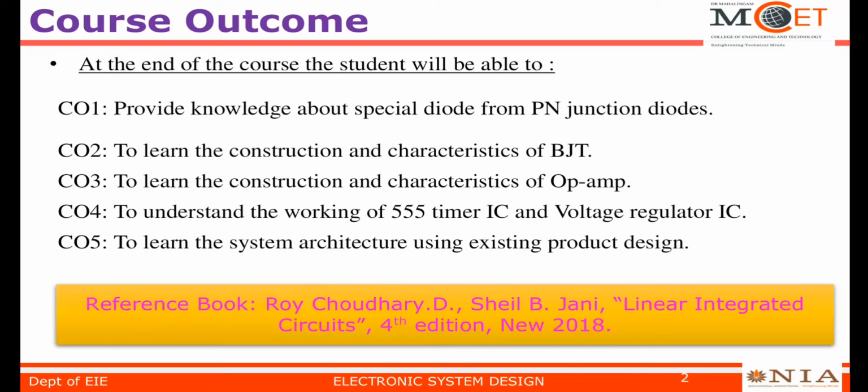The course outcomes are listed here unit-wise. The first outcome of this course is to differentiate special function diodes from PN junction diode. Then we learn about the construction and characteristics of BJT and then explain the construction and characteristics of op-amp. Then describe the working of 555 timer IC and voltage regulator IC, and finally describe the system architecture using existing product design. These are all the main course outcomes of this course.